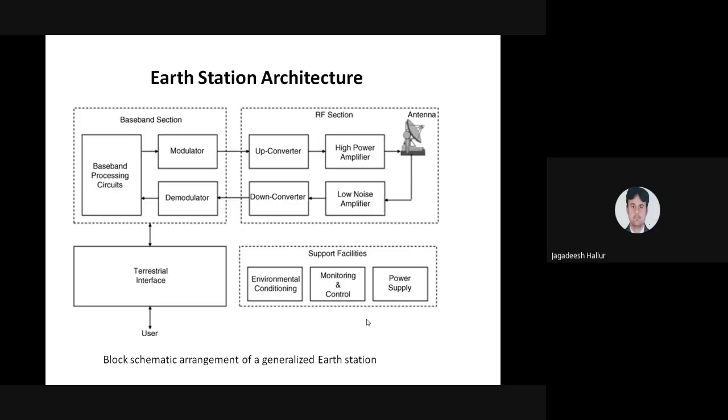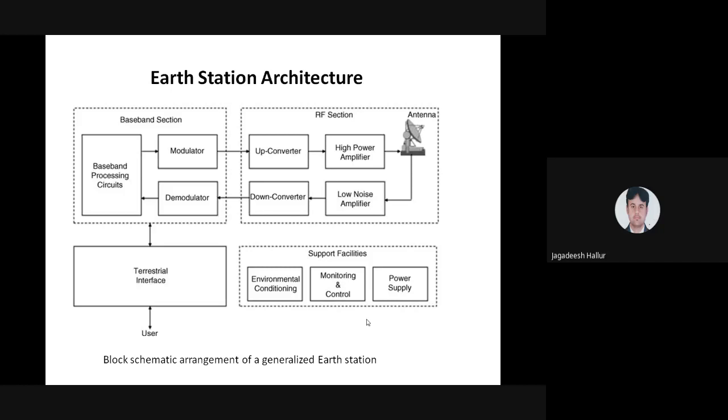A particular satellite is receiving the signal, and that satellite will transmit the signal back to the earth station. Whether the signal is of good quality or not, everything will be controlled and monitored through the earth station. So that block is required, that is monitoring and control.